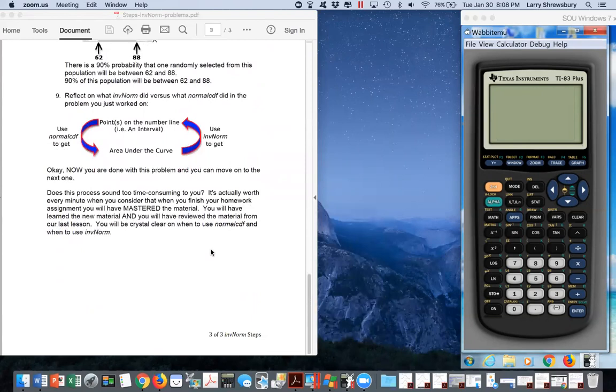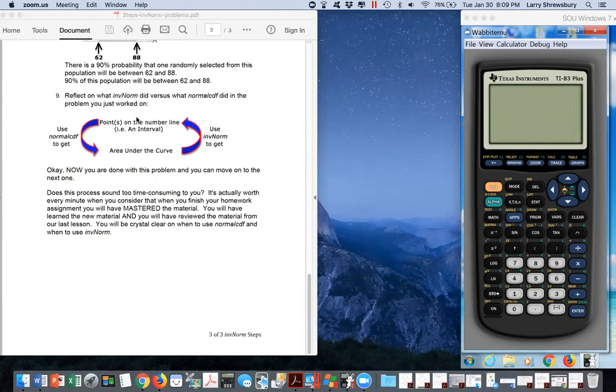Here's an image that you should probably have posted up somewhere, because it'll help you keep the big picture straight in your head that you'll be doing this week. Because look, you're going to be given one of two things. It's one or the other. Either they're going to give you an interval, points on the number line like we just did, or they're going to give you an area under the curve. Remember, it's only one or the other.